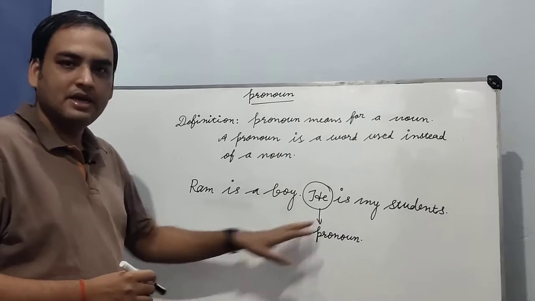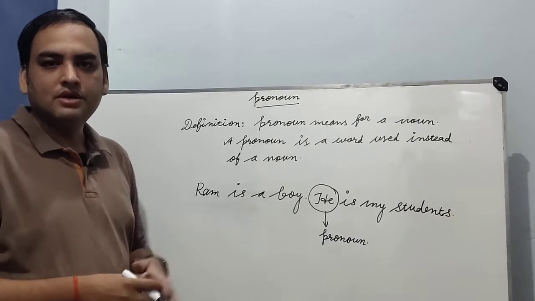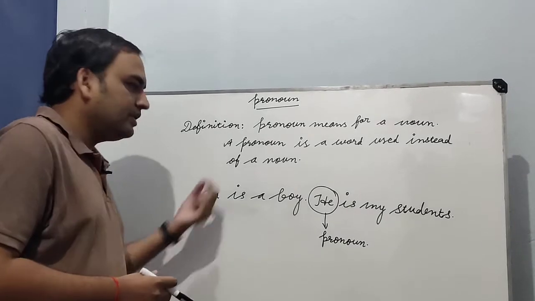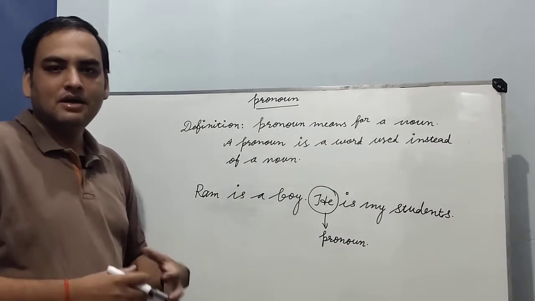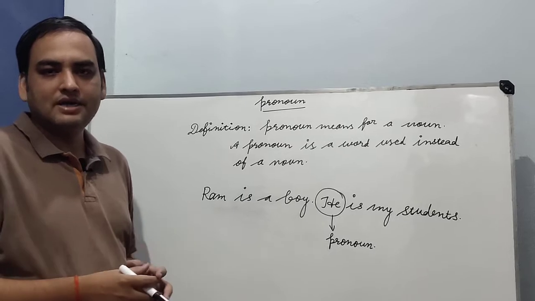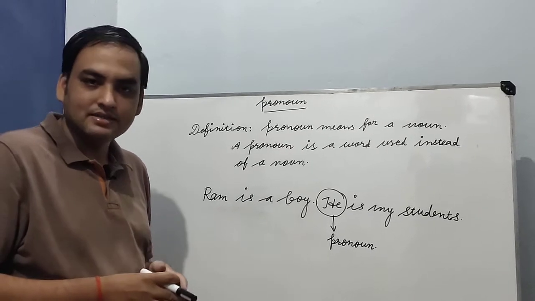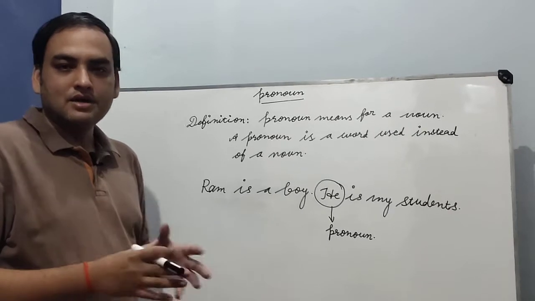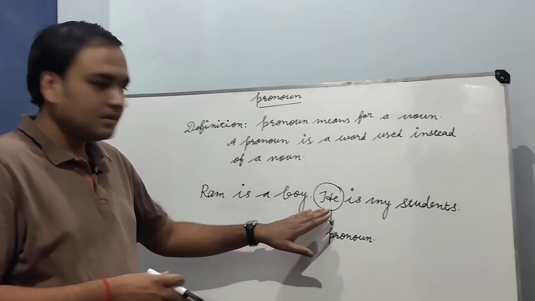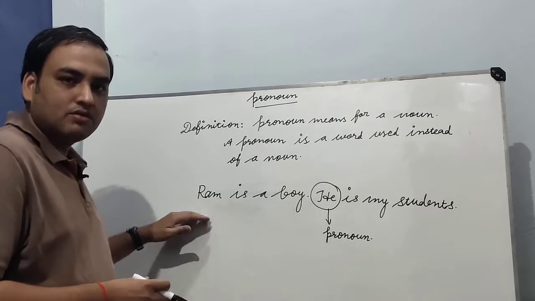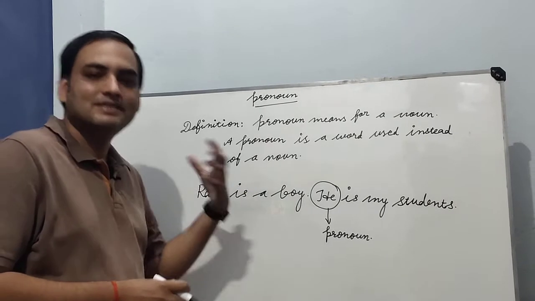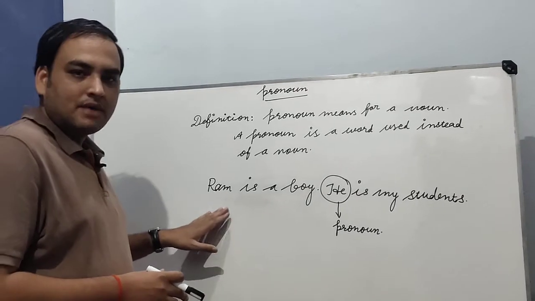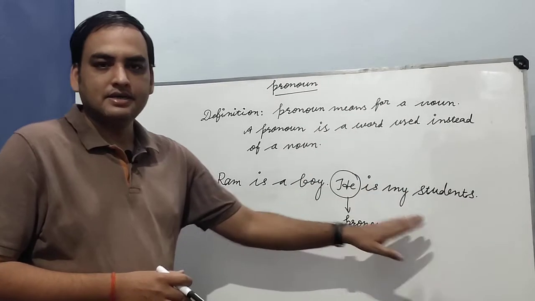Why are we using he, and generally why are we using pronoun? Because to avoid the repetition of noun, we use pronoun. It means that a word repeating so many times spoils the beauty of the sentence, spoils the beauty of this great language English. So we use pronoun at the place of noun to avoid unnecessary repetition of any word. So here is Ram. Ram is replaced by he in the next sentence.